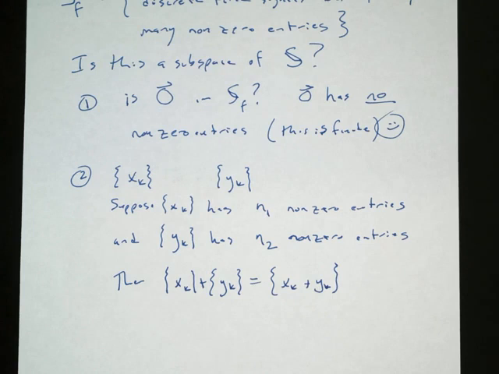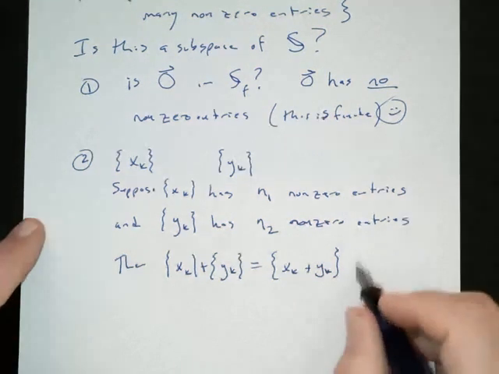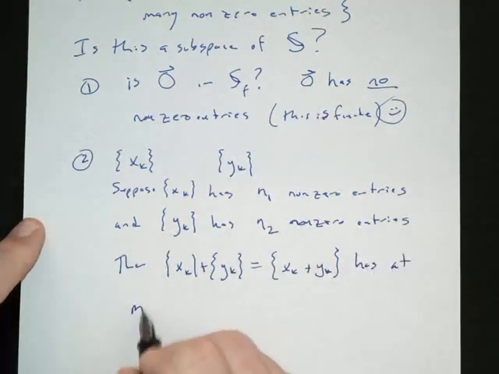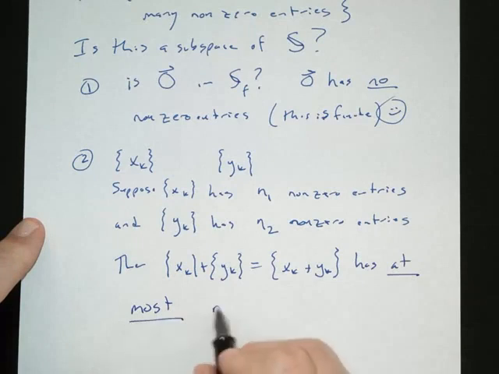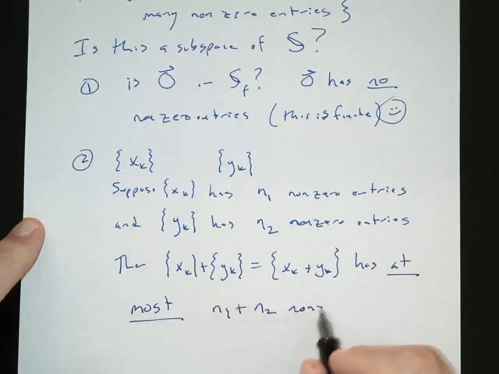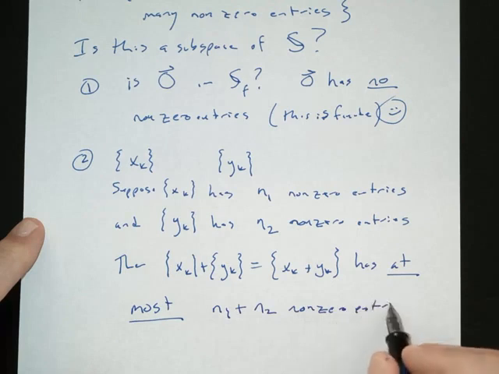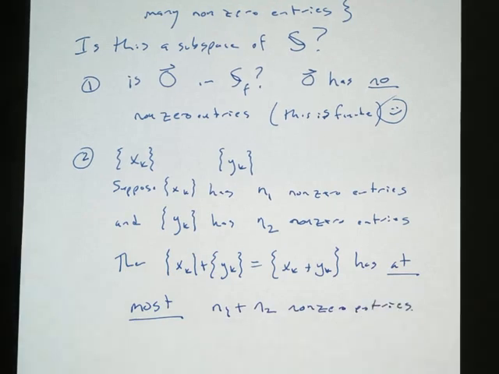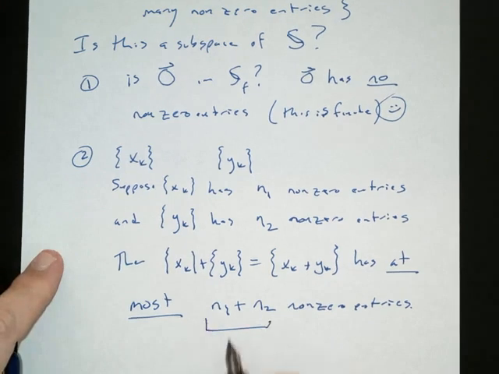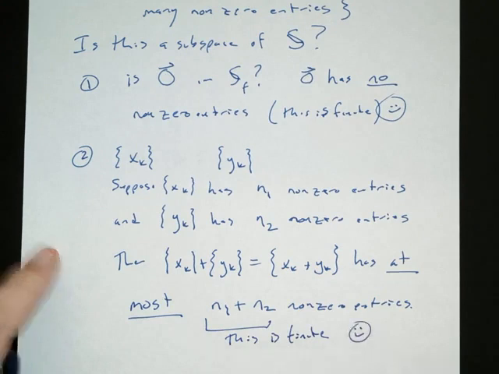What's one thing I can guarantee cannot happen? You can't add two zeros and get something that isn't 0. Isn't n1 plus n2 still finite? Check mark. Smiley face number 2.